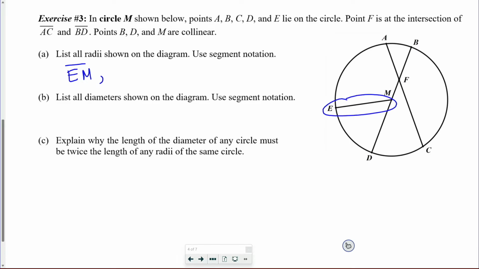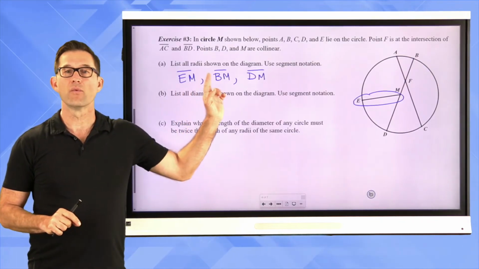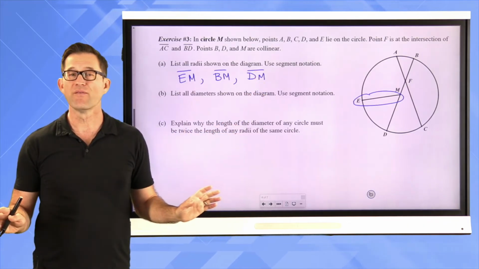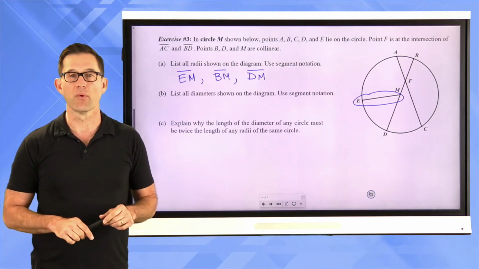Another radius of the circle is radius BM, and then another radius on the circle is radius DM, all right? You can absolutely write those as radius ME, radius MB, and radius MD. Those are all fine. Remember, we can name segments using either starting point or ending point.